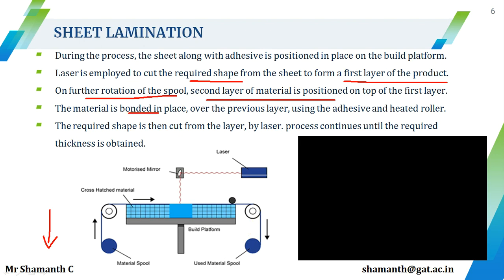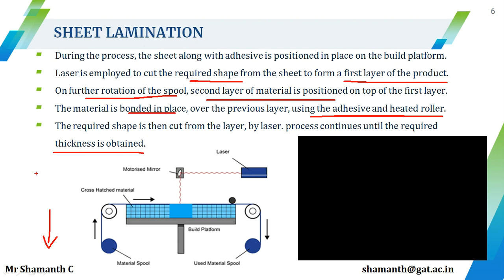The material is bonded in place over the previous layer using the adhesive and the heated roller. So there is a roller which rolls over the layers of the sheet that has adhesive. You should have added adhesive, and then once you roll the roller, what happens? The two layers merge together. The required shape is then cut from the layer by laser. The process continues until the required thickness is obtained.